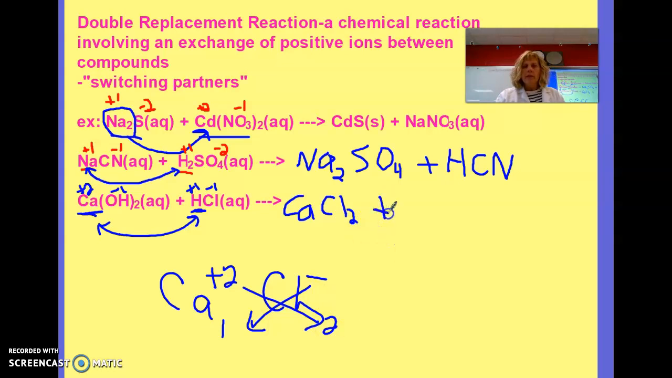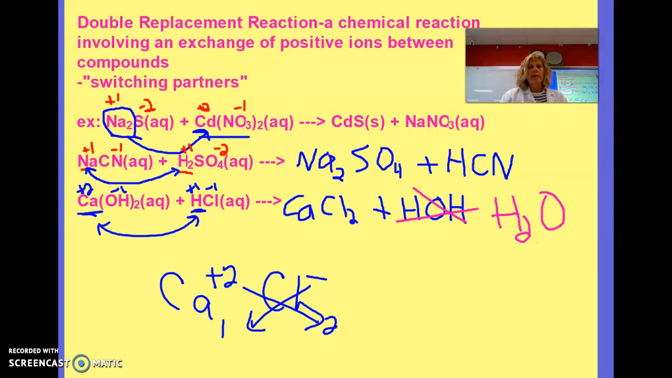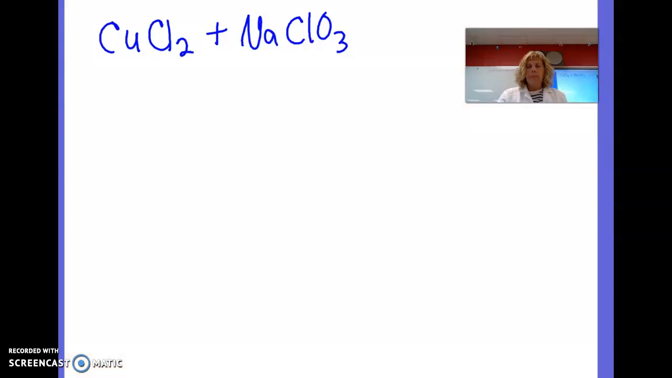Here's the other interesting thing with this one. So this hydrogen is going to combine with the OH in a 1-to-1 ratio. So if I write it this way, and I'm not going to hammer you for that one, but HOH really is H2O, right? If we reorganize those and write it in that way. So that is a double replacement reaction.